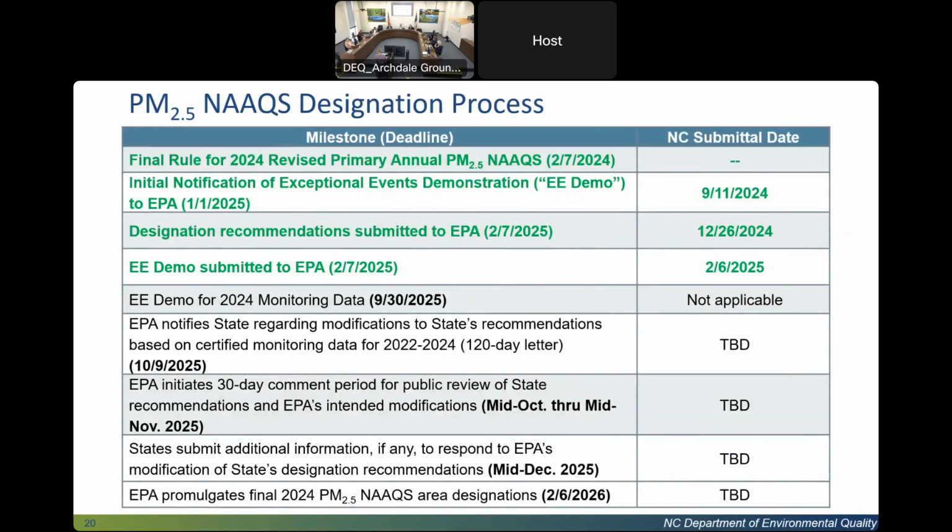Okay, only a few slides left here. This is a table that shows the milestones that we've achieved so far, highlighted in green. Where we're at right now is we have submitted both our designation recommendation and our EE demo, so we're just waiting to hear back from them on that. It's under review. If the EPA decides to make any modifications to our recommendations, they would notify us of that. There would be a 30-day comment period, and then there would be some back and forth communication in that case. But the EPA will promulgate their final area designations next February, on February 6th.